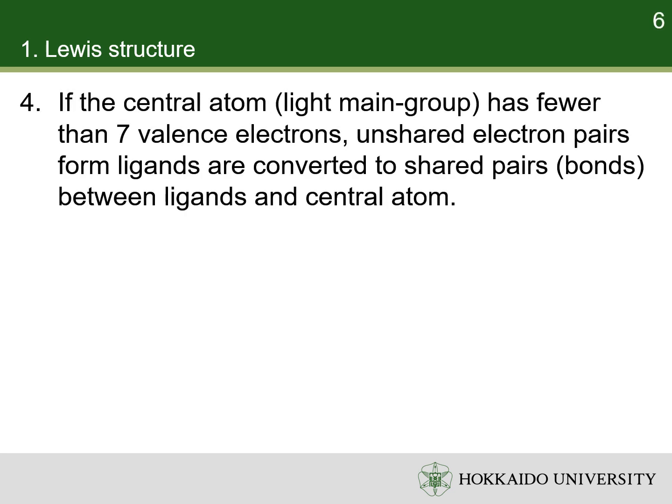Finally, if the central atom has fewer than 7 valence electrons, 2 unshared electrons are deleted from a ligand and an additional line is drawn between them. This represents the conversion of an unshared pair of electrons into a shared pair, which adds 2 valence electrons to the central atom while leaving the ligand's valence electron count unchanged. This step is repeated until the central atom has 7 or 8 valence electrons.